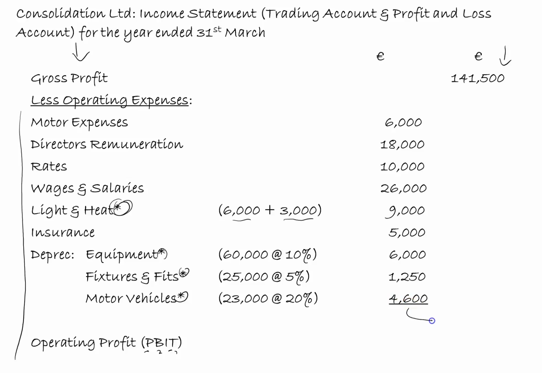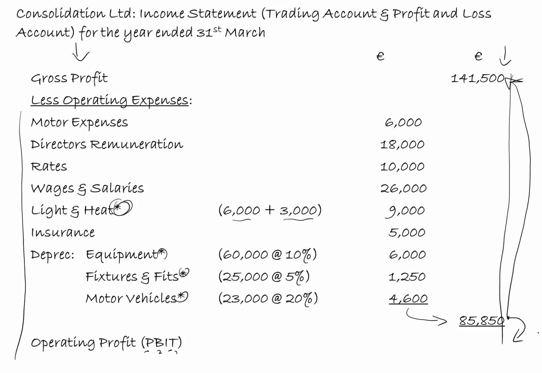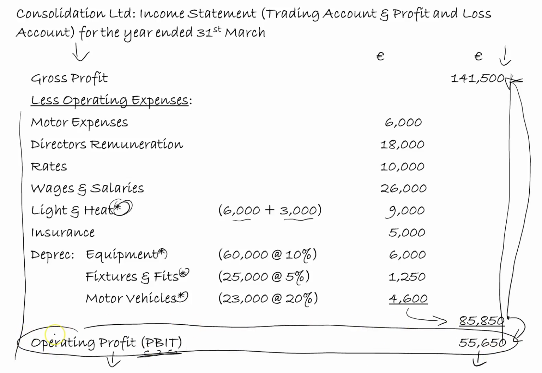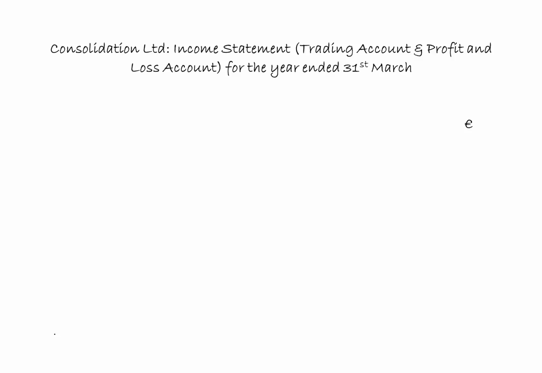Now I'll add up all these expenses, bring them out here, and line them up underneath the gross profit figure. So they come to 85,850. So it's gross profit less expenses gives me my operating profit, or PBIT, which is 55,650. Now again, I continue straight on down. So this is all one continual statement. I don't have enough space here, so I'm just going to bring this bit onto the top of the next page. So starting here, I'm going to have my operating profit, which is PBIT, 55,600.